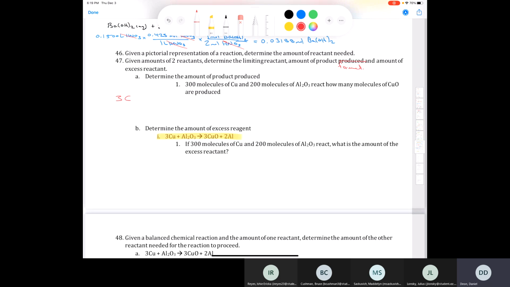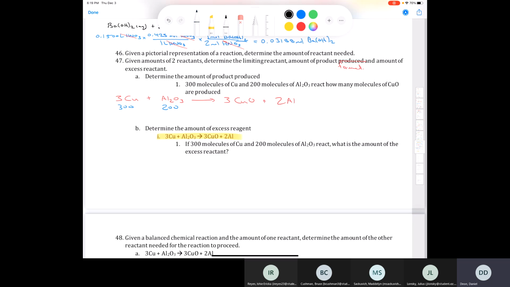If I have 3 copper plus aluminum oxide gives me 3 Cu2O plus 2 aluminum. There's my balanced equation. Well, what am I starting with? I'm starting with 300 molecules of copper and 200 molecules of aluminum oxide. Now, since I have a ratio of 3 to 1 for my copper to my aluminum oxide, that means that my copper is going to be my limiting reactant, isn't it?